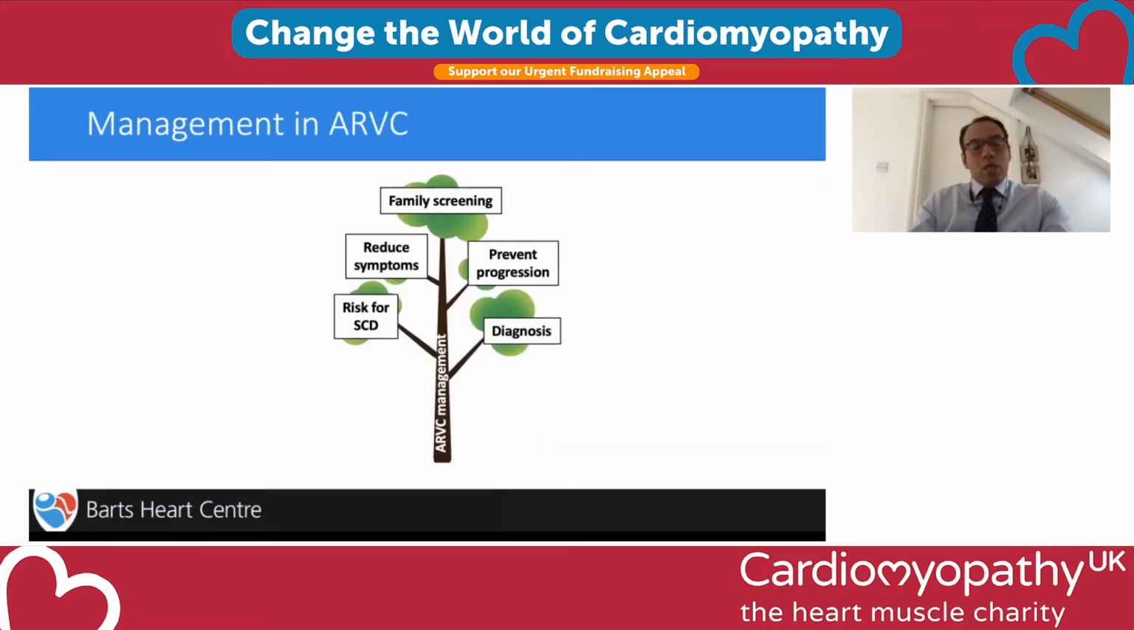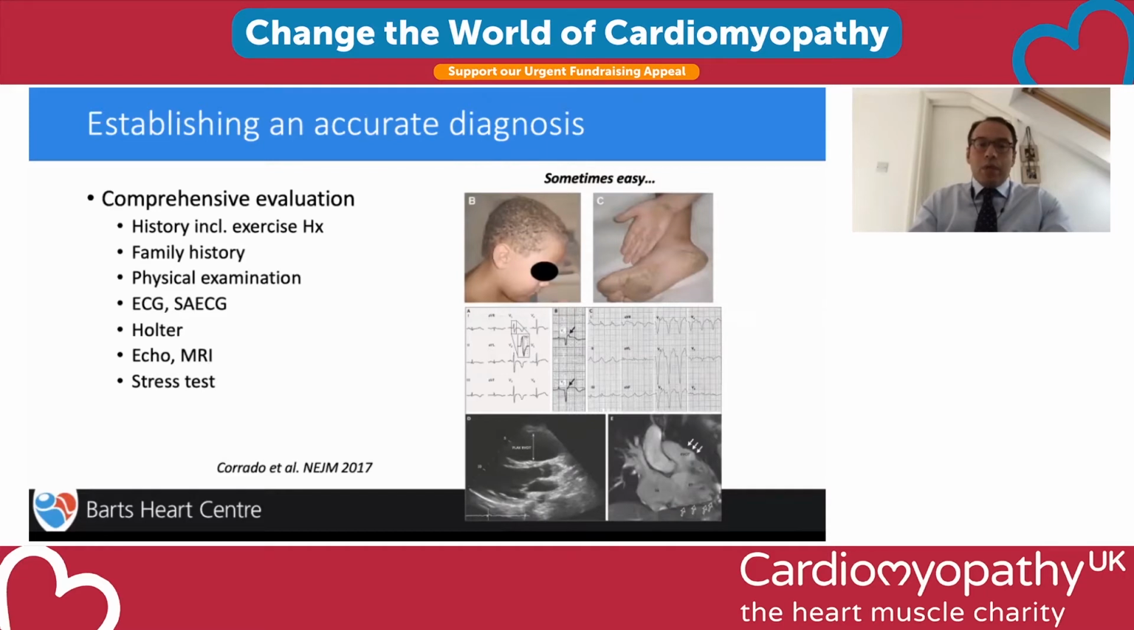Now, what we are doing as cardiomyopathy specialists in clinic in most patients, or in all patients with arrhythmogenic cardiomyopathy, really is five things. And the most important thing at the first stage is really to establish the diagnosis. It's important to establish an accurate diagnosis, and the tools that we use for that are history taken from the patients. It's quite important to assess the exercise history as well. Family history is very important here, as well as the physical examination. And then we will proceed to some more advanced techniques like an ECG or a signal-averaged ECG, Holter, and imaging studies such as an echo, an MRI, and sometimes also a stress echo.